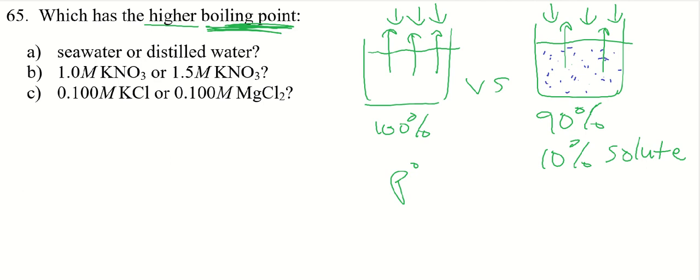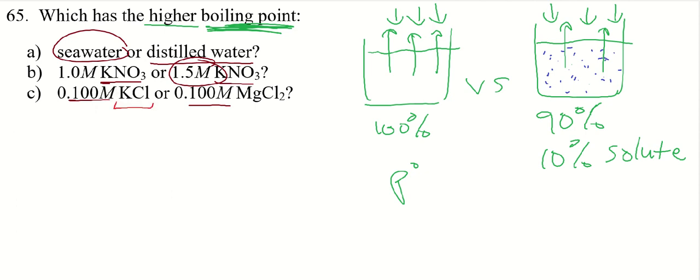All right, so which one has a higher boiling point? Well, this is pure solvent. So seawater is a solution, so that's going to have a higher boiling point. Over in part B, we have two of the same substances. 1.5 is a greater concentration, so that's going to have a higher boiling point. And part C, we have the same concentration. Now, this one we're going to have to take a look at the Van't Hoff factor.